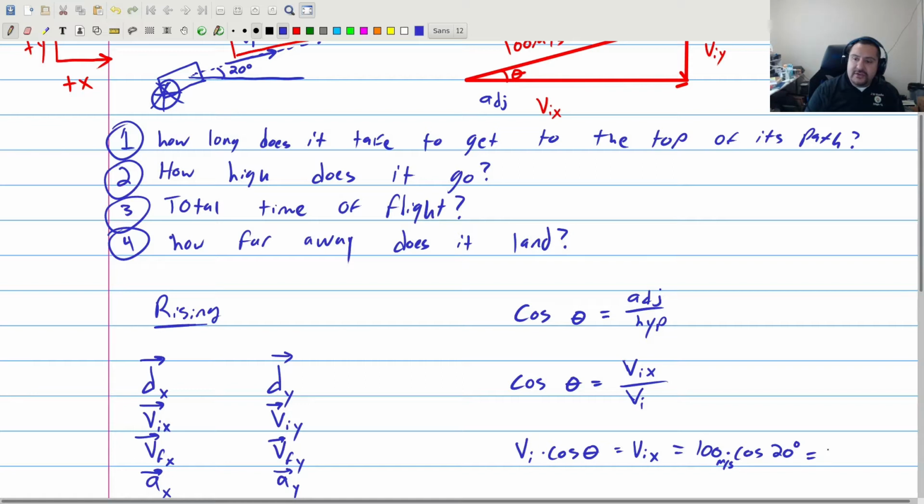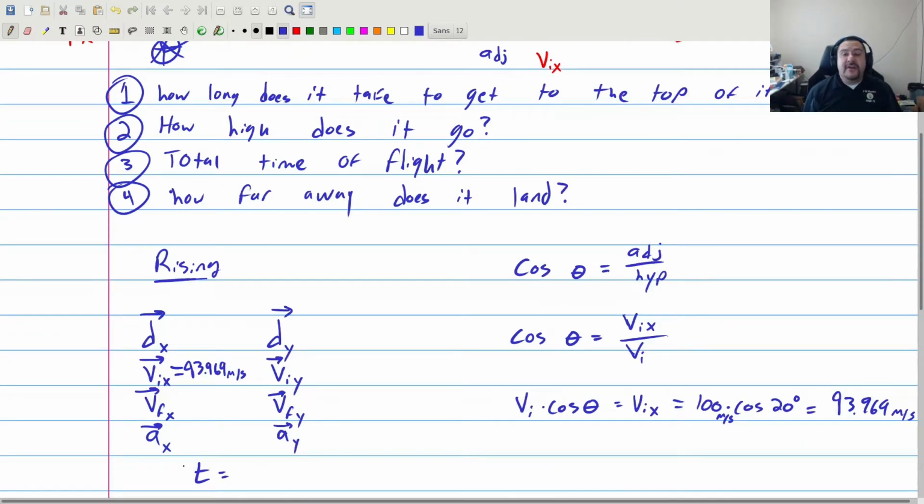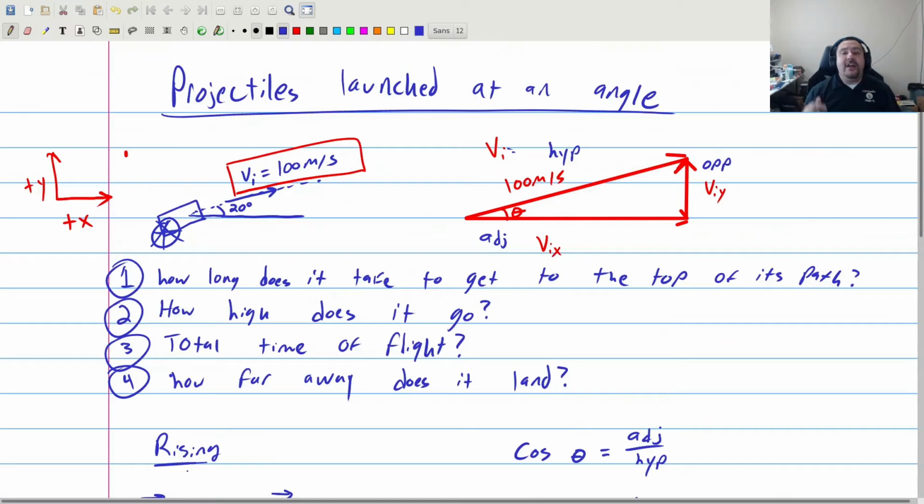So when I do this, I get 93.969 meters per second. Okay, so that is going to be my V initial x. I'm going to put that into my table over here: 93.969 meters per second. I know that. Then I'm going to find the initial velocity in the y direction.